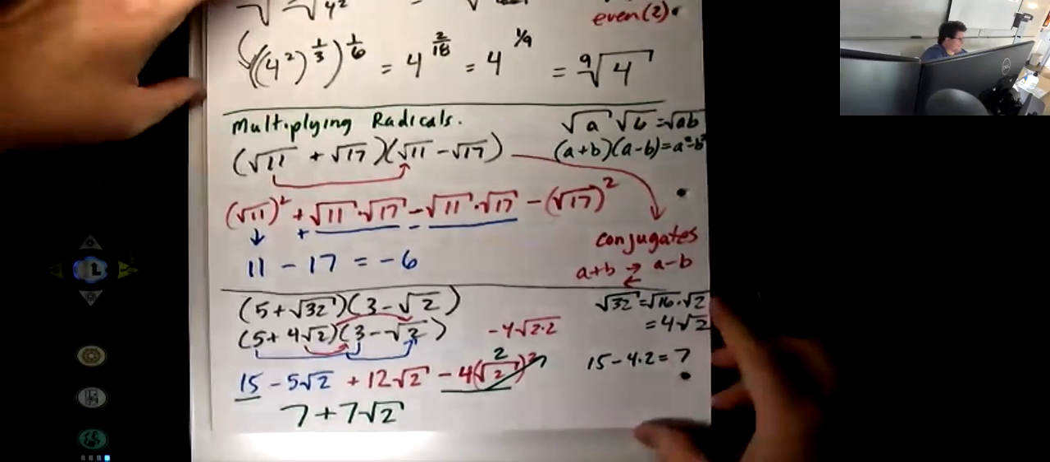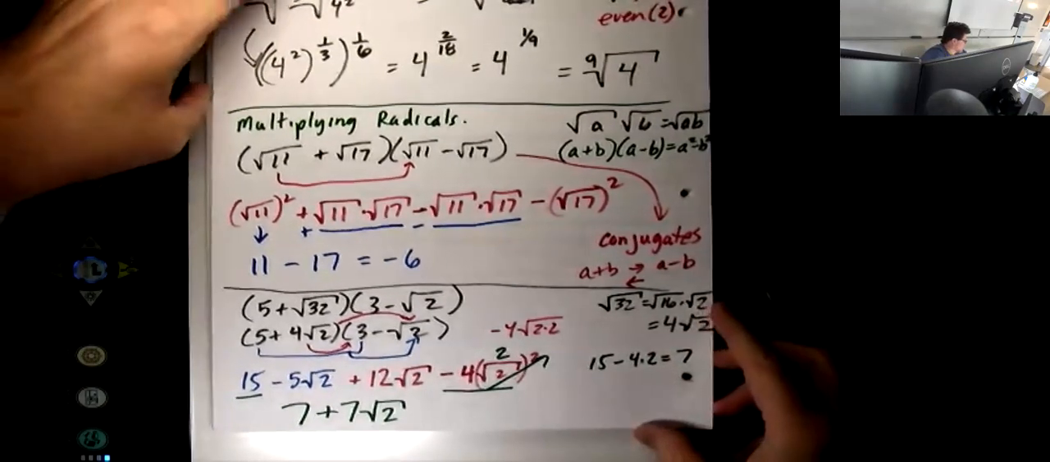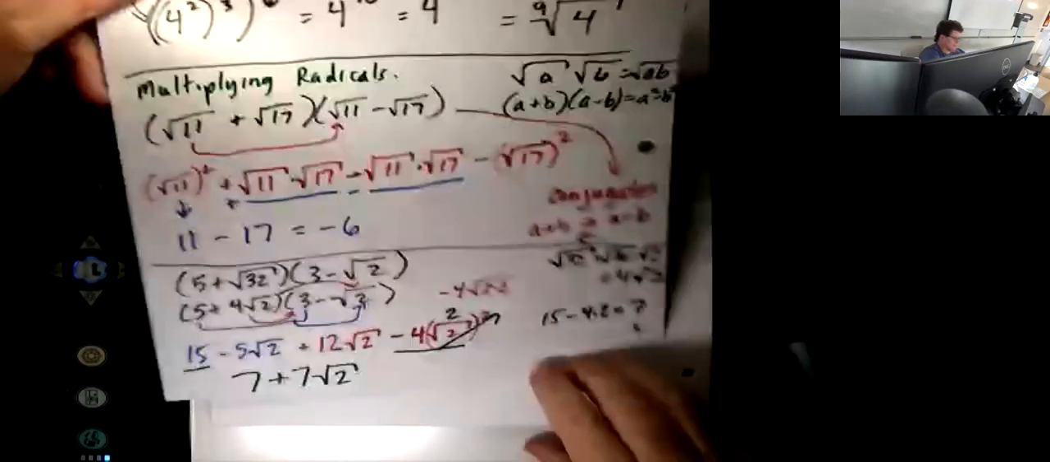Is ready for more? So you're just multiplying stuff out, like we did when we had parentheses before.